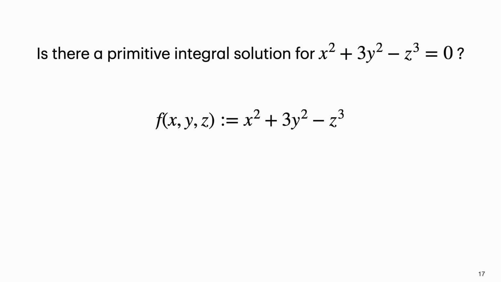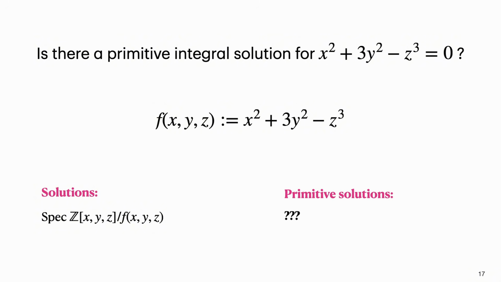Let me define this polynomial f of x, y, z equal to the polynomial defining our equation. And we are used to thinking about solutions to this polynomial. That's classical algebraic geometry. You may think about Spec of Z[x,y,z] mod the ideal generated by f of x, y, z. But for primitive solutions, I want to put somewhere here that resembles a curve.